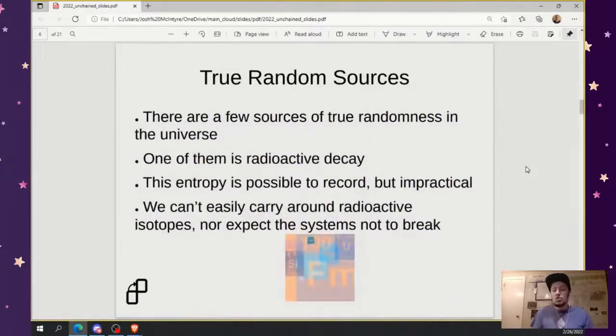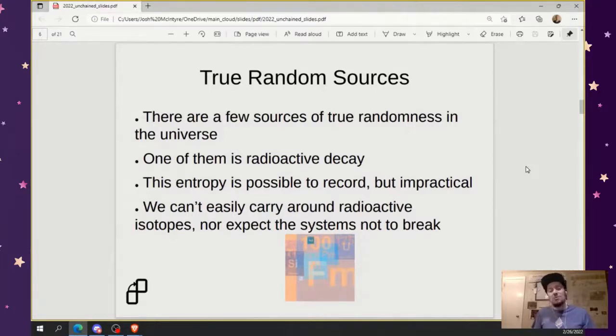There are some sources of what we would call true randomness in the universe. And one of those sources, which I think is interesting, is radioactive decay. So certain atoms and isotopes, I'm not a physics guy, right? But they break down in ways that are considered to be truly unpredictable in the physical universe. And this entropy is actually possible to record by computers. People have built prototypes of true random number generators that use things like radioactive decay.